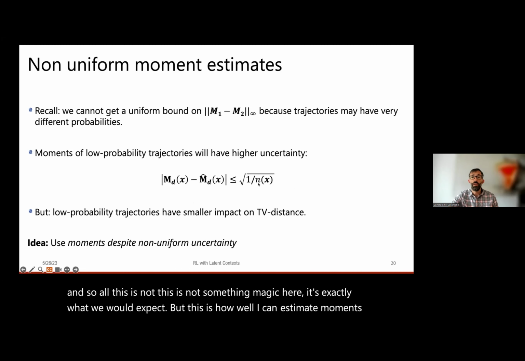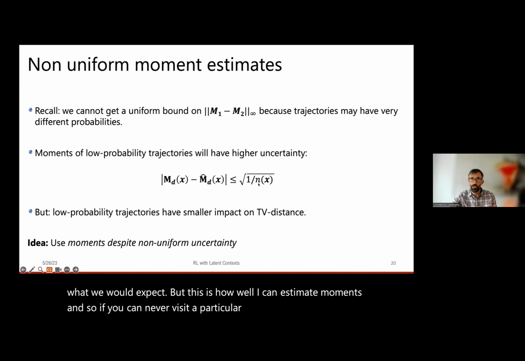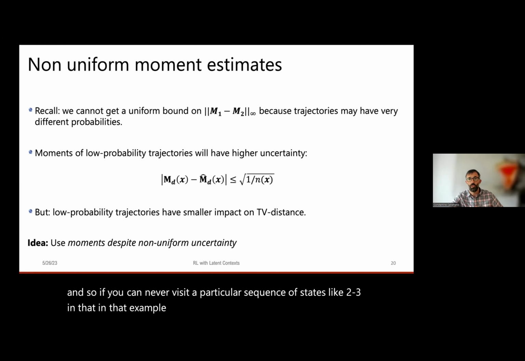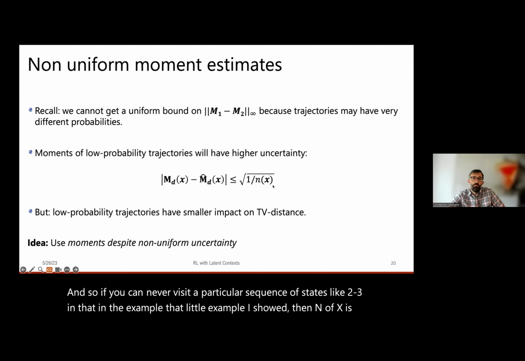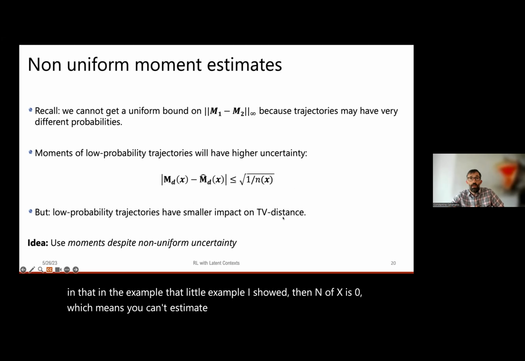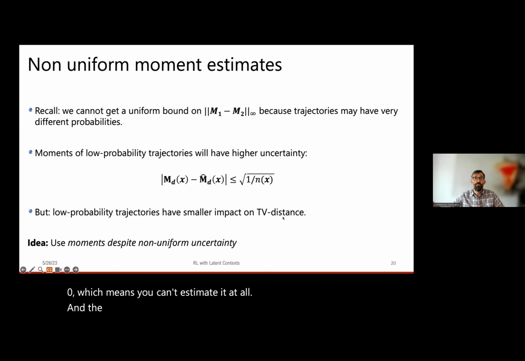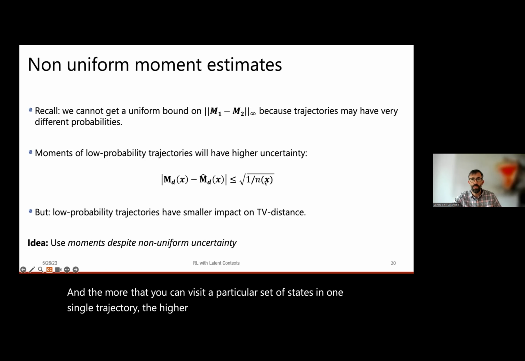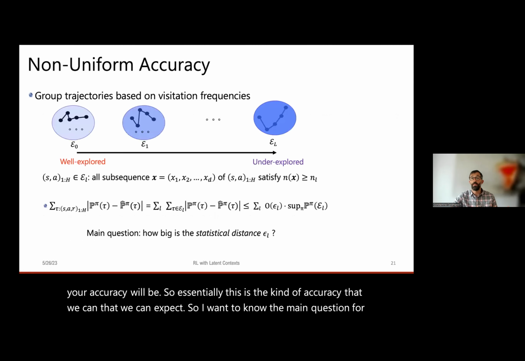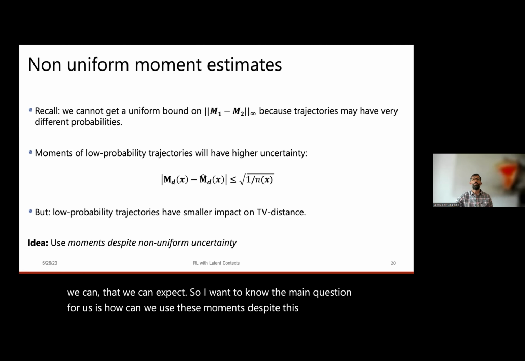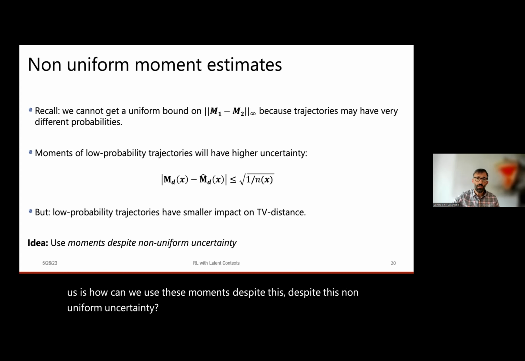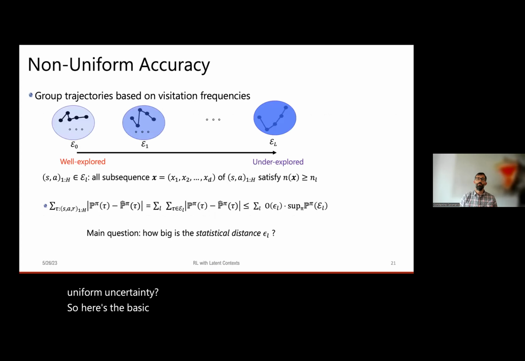And so if you can never visit a particular sequence of states like 2, 3 in that little example I showed, then n of x is 0, which means you can't estimate it at all. And the more that you can visit a particular set of states in one single trajectory, the higher n of x will be, and therefore the better your accuracy will be. So essentially, this is the kind of accuracy that we can expect. The main question for us is, how can we use these moments despite this non-uniform uncertainty? So here's the basic thought of what we're going to do.